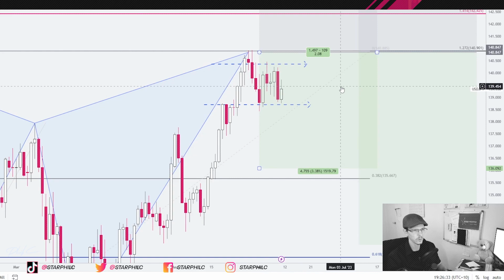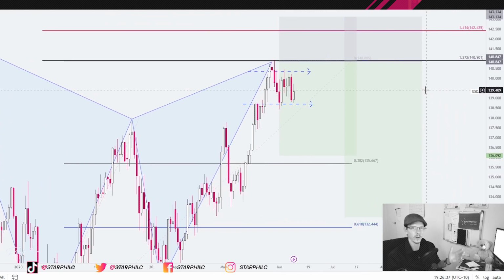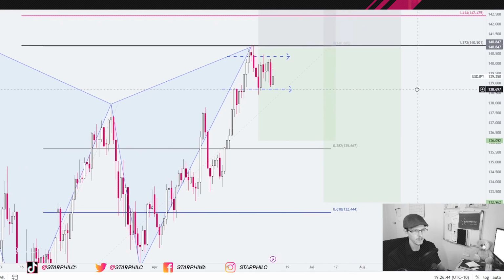So moving towards the right side, moving along, and we will wait to see how this trade comes along. This was a Gartley pattern, entries at the 127, and then targets remain the same, 382, 618. So that is dollar yen, not much there.